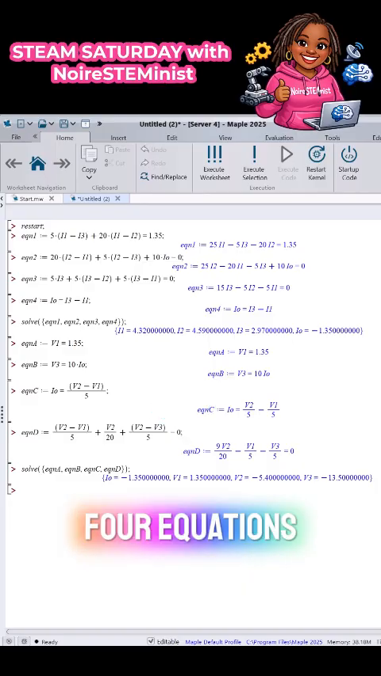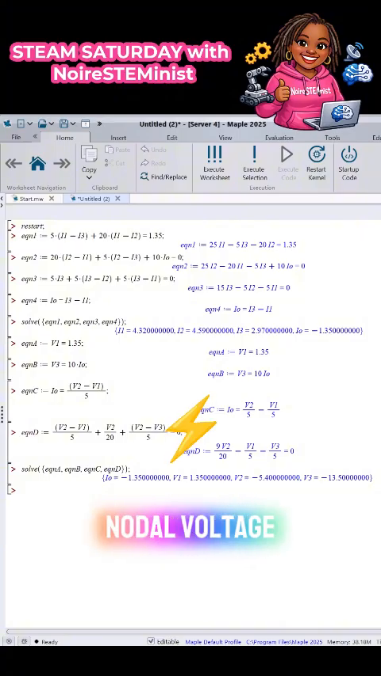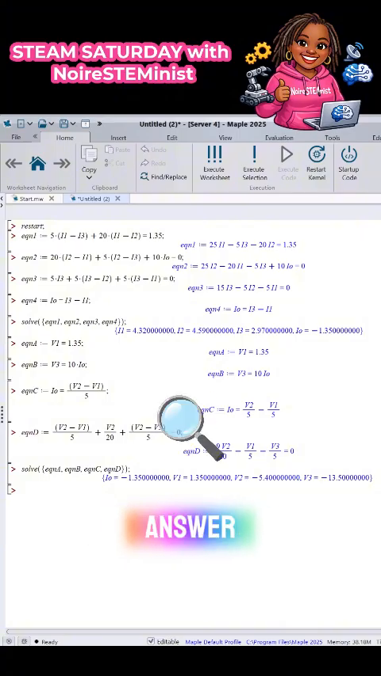And when you solve those 4 equations, you should get the exact same I naught. So I naught is negative 1.35 amps again. V1 is 1.35 volts. V2 is negative 5.4 volts. And V3 is negative 13.5 volts. This is an example that shows that whether you do KCL or KVL, mesh current method or node voltage method, you should get the exact same answer. So next we are going to confirm this by putting these values on our circuit and showing that you get the same thing.